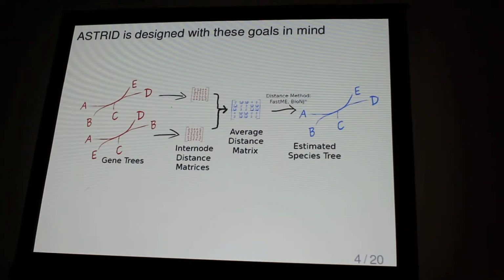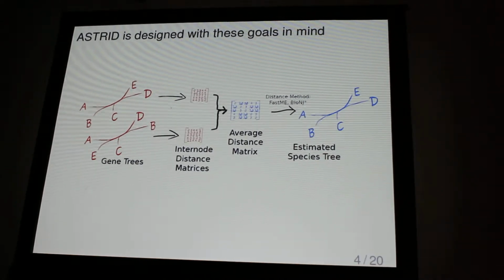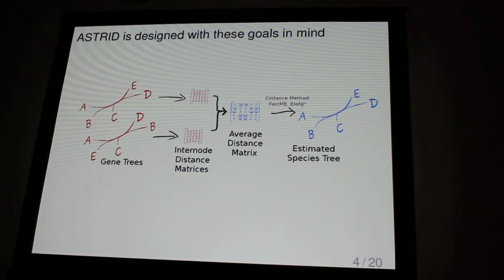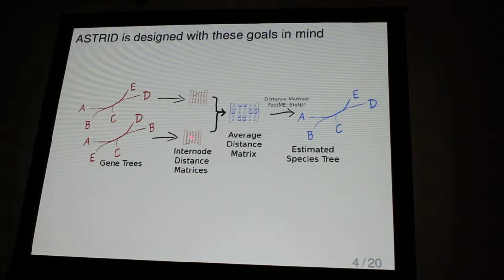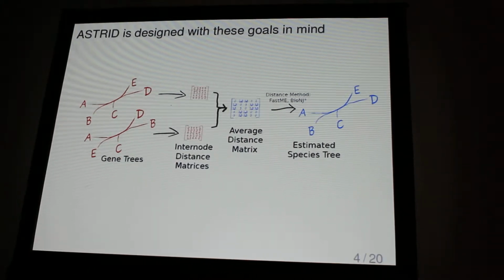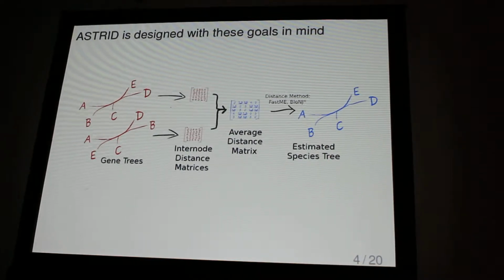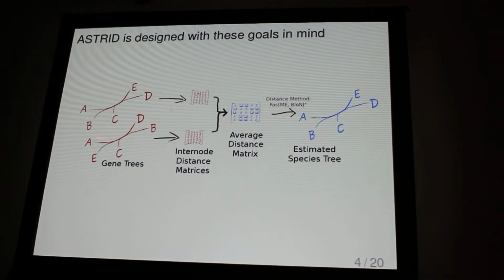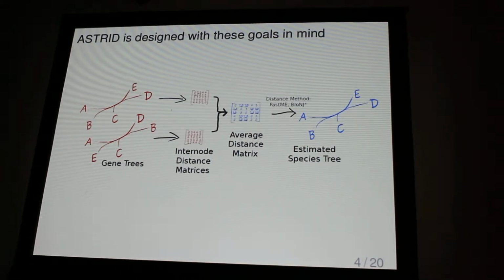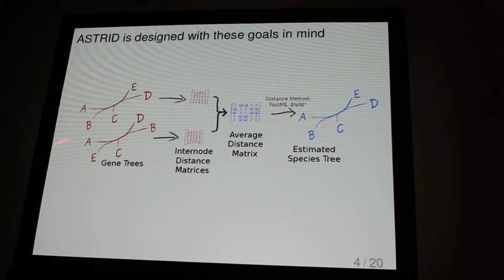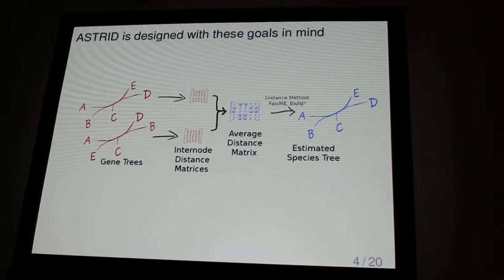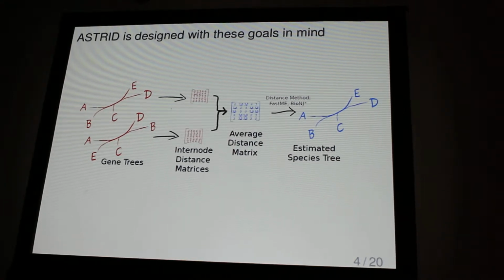So we've designed ASTRID with these goals in mind. It's actually a very simple method. We start with gene trees, and we build internode distance matrices. In an internode distance matrix, a particular element corresponds to the number of edges between two taxa. So for example, in the internode distance matrix corresponding to this tree, there would be 1, 2, 3, 4 edges in the A-B entry. Then we take all these internode distance matrices and we average them, just a regular average.